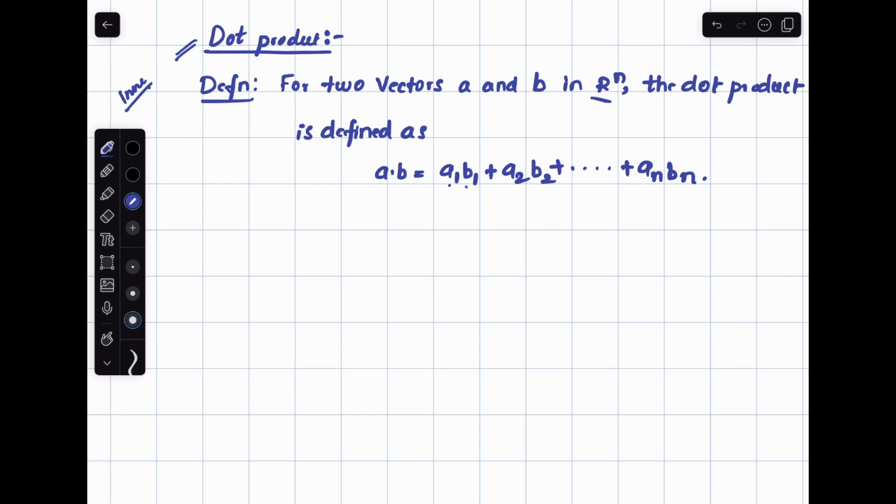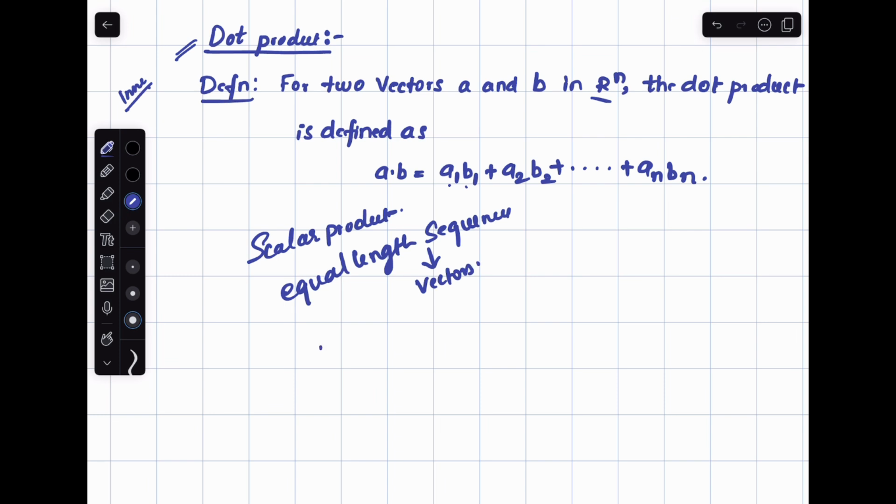I hope you might have seen this. So if we dissect this, what is the dot product? The dot product is also known as the scalar product, and it is the operation that takes two equivalent sequences of numbers, which are usually vectors, and the result will be a single number.